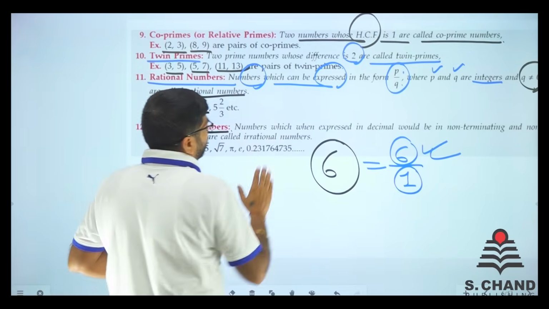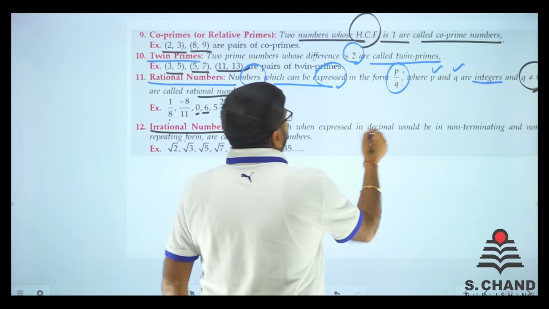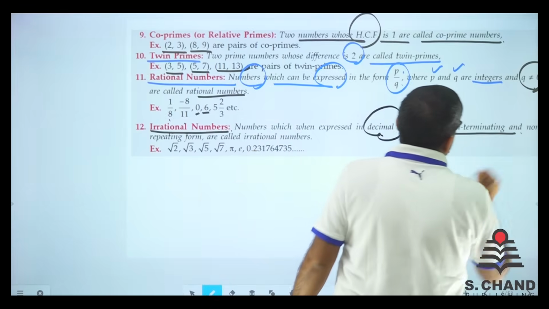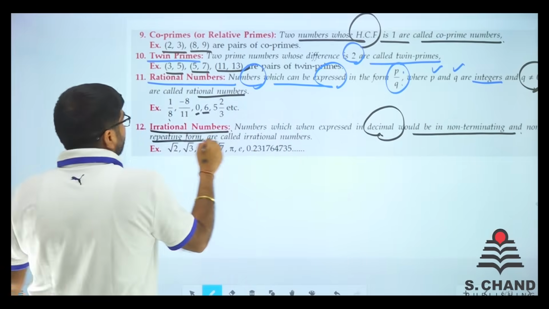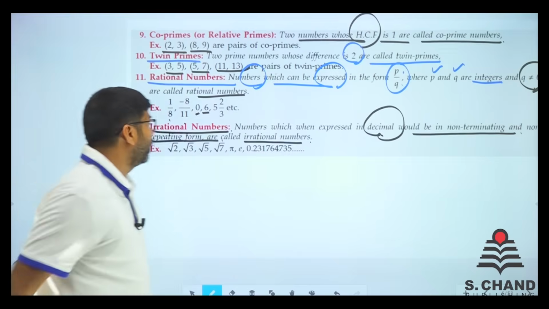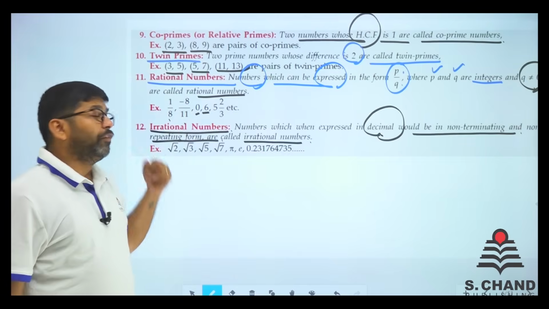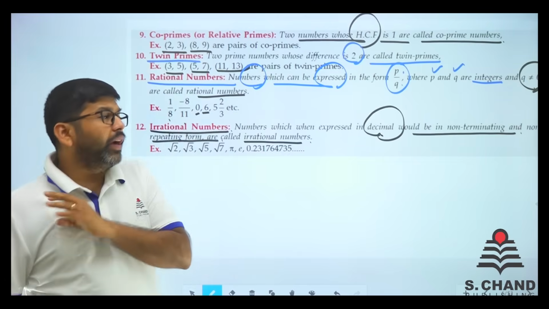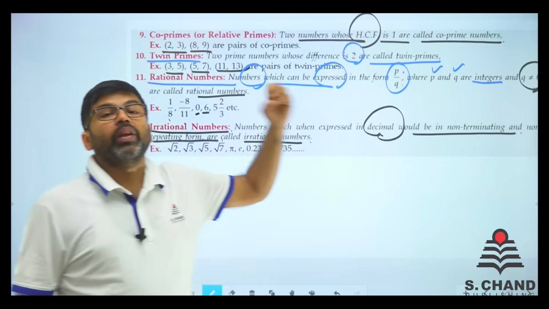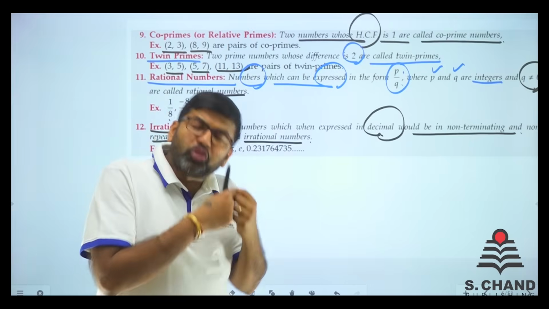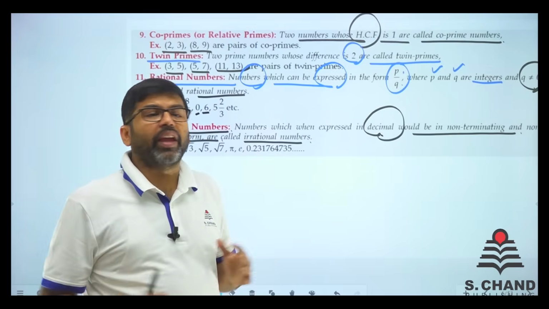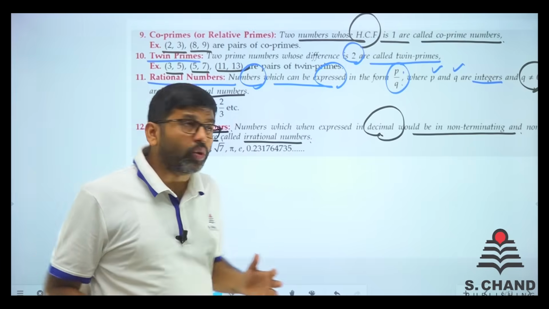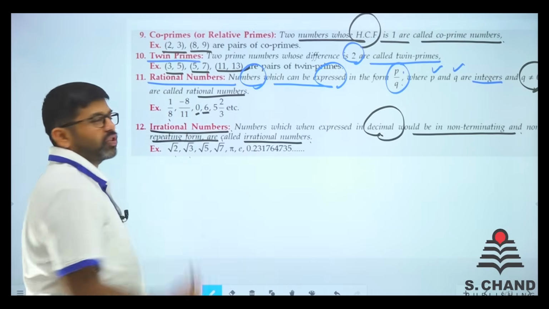Irrational number. What is an irrational number? Numbers which cannot be expressed as fractions and whose decimal form is non-terminating and non-repeating are called irrational numbers. Say for example root 2. When you find this root 2, it has a very long value. After the decimal, so many digits come that we don't know much. So this is known as an irrational number.